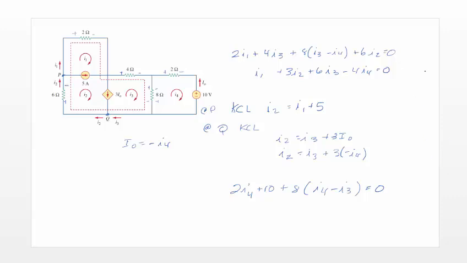So I have this equation, 2, 3, 4, and I have 1, 2, 3, 4 loops, and I have 1, 2, 3, 4 equations. So this one is 4 equations and 4 unknowns. Ooh, how would you solve for that?